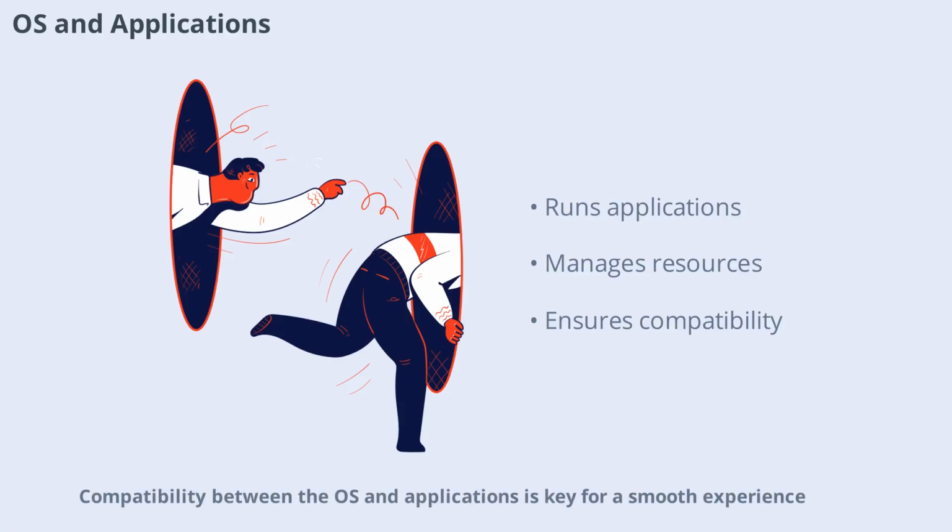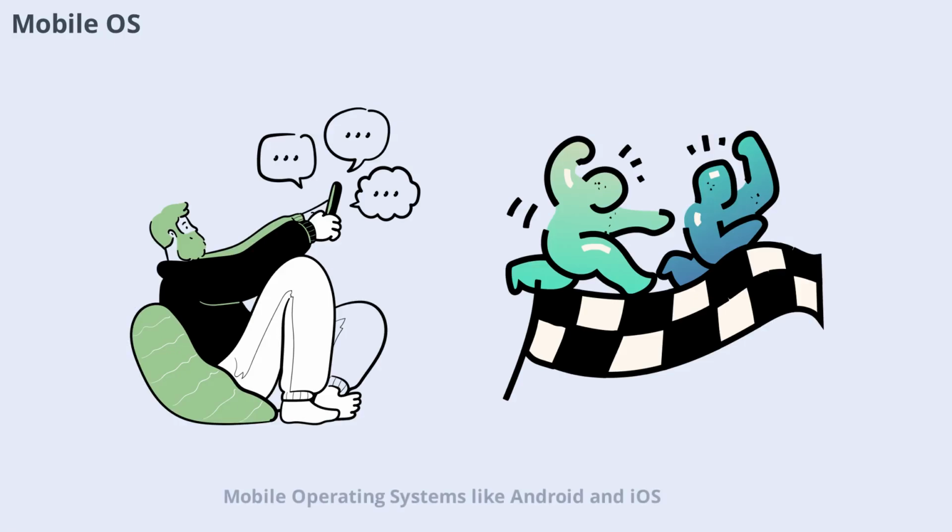Compatibility between the OS and applications is key for a smooth experience. Mobile operating systems like Android and iOS are designed specifically for smartphones and tablets. They focus on touch interfaces, battery management, and mobile connectivity. These OSs are optimized for portability and ease of use, making them perfect for on-the-go computing.